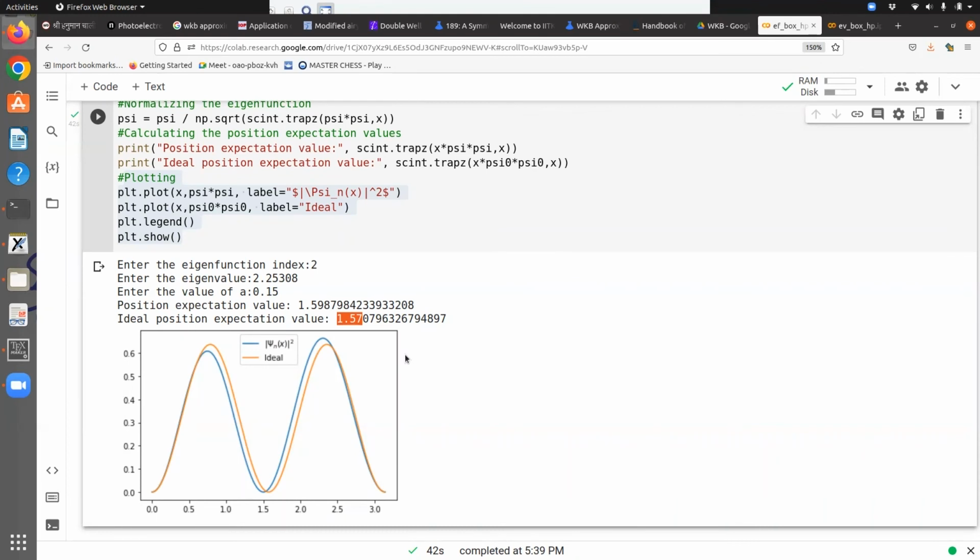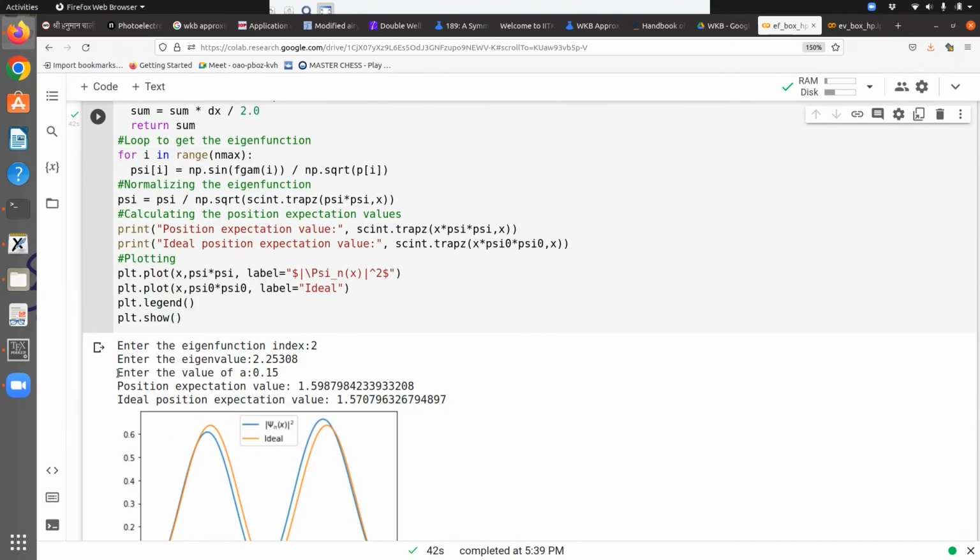And also note that the position expectation value for the ideal case is 1.57, which is equal to pi by 2. This is because we have chosen the length of the box to be equal to pi. Note that the position expectation value also differs from the ideal position expectation value. So we have obtained the result for a equals 0.15.